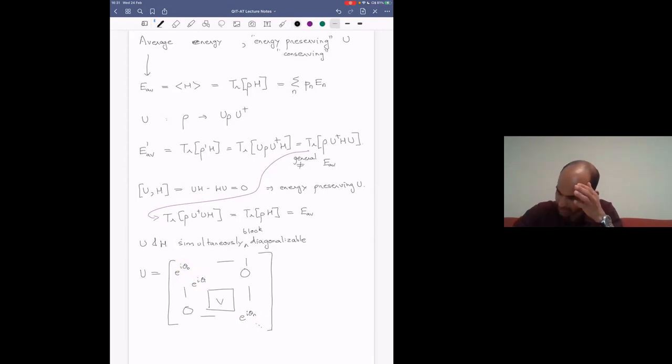In the case that there is a degenerate subspace, which is a subspace where there is a single energy eigenvalue that is shared, that sub-block V can be as general a unitary operation as you like. So in that block, V dagger V will be identity on that subspace. Another way of saying this is that the only non-trivial action of an energy-preserving unitary is to do things among degenerate states and leave everything else the same.